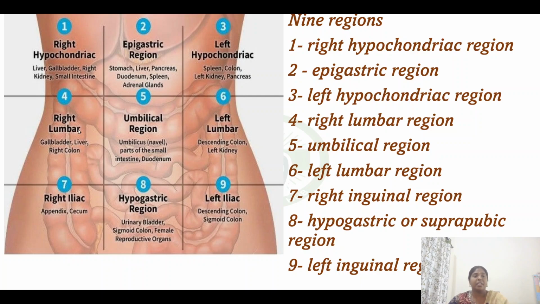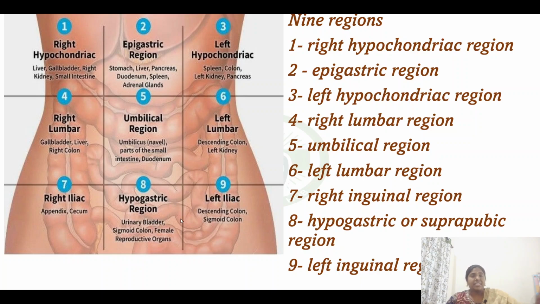Then the lumbar regions. This is the right lumbar region: gallbladder, liver, right colon. This is the ascending colon we can find here. And the umbilical region near the navel, for intestine or duodenum related issues. This is the umbilical region, and these are the right lumbar and left lumbar. Then this is right iliac. Here we will find any appendix issues, cecum. Here you can find this appendix. Then this is the hypogastric region and this is the left iliac region.